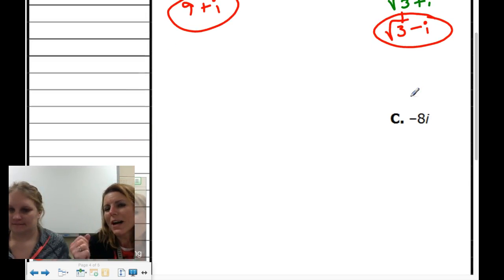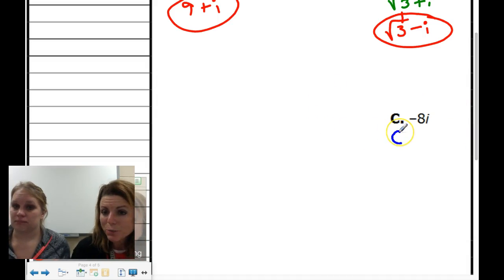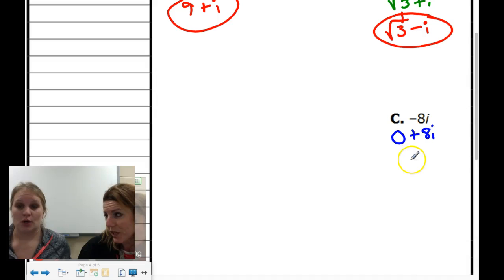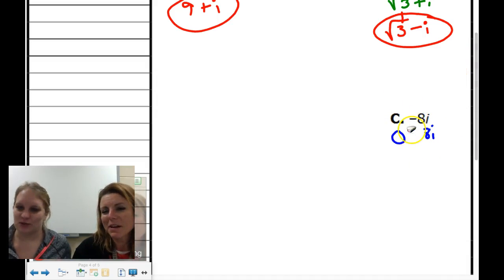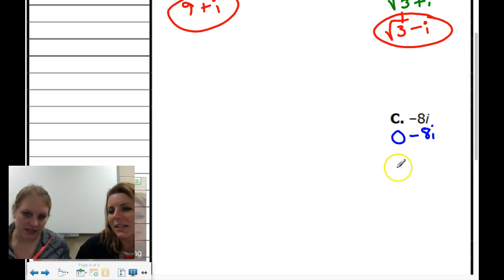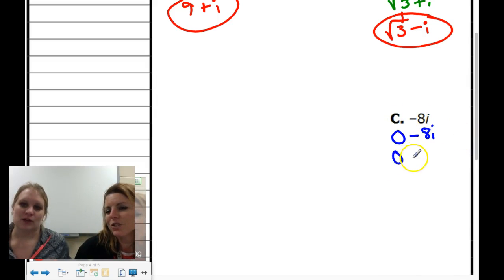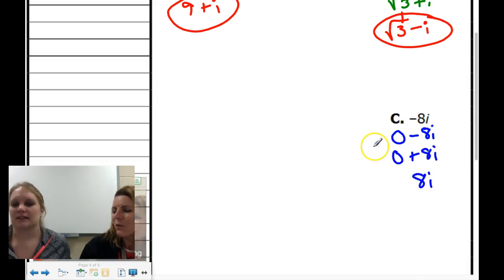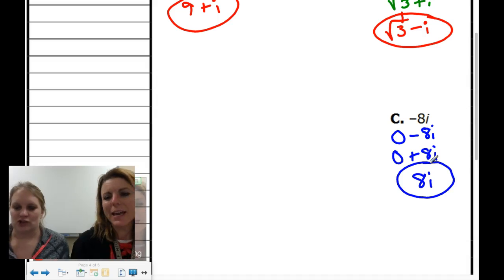I see negative 8i. The real part has to be first, but I don't see a real part. So really, it's 0 minus 8i. I just thought we better show all those steps, just in case. The 0 stays the same in the conjugate, and then we change the imaginary part, which then just makes it a positive 8i.